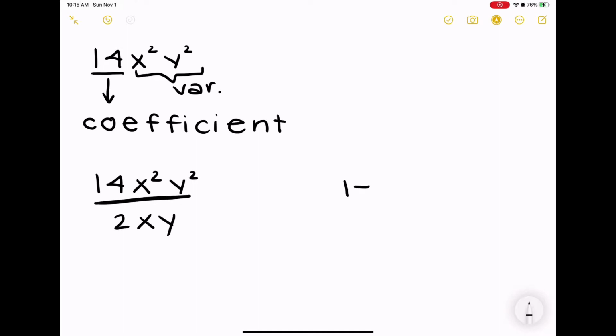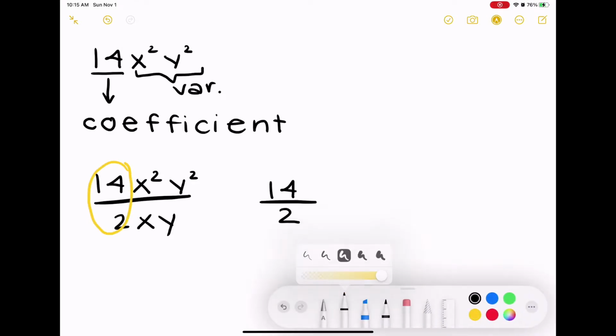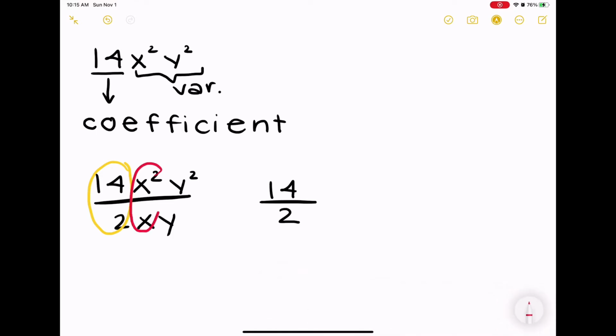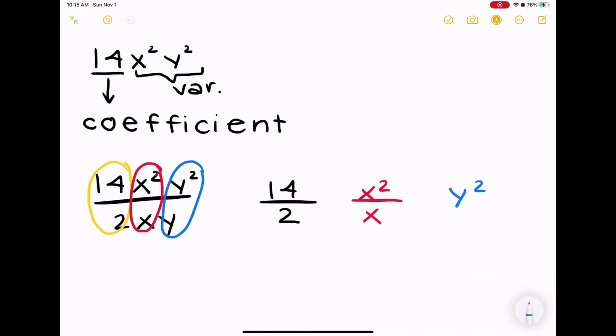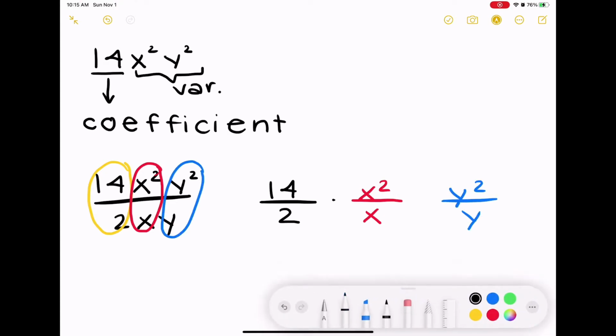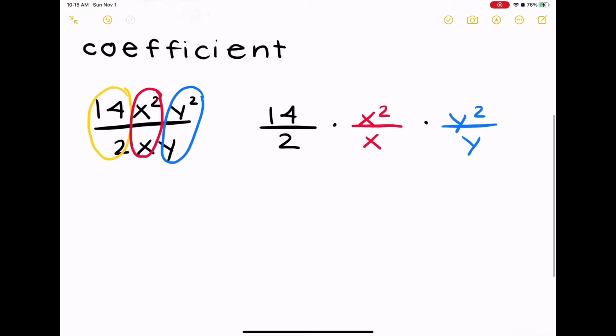So let's go ahead and take 14x squared y squared divided by 2xy. We want to break this problem down. We want to put all the like terms together. So in this case, we have 14 and 2. Those are the numbers, the coefficients, and we're going to divide those and divide all the like terms. We have x squared divided by x, and then y squared divided by y.